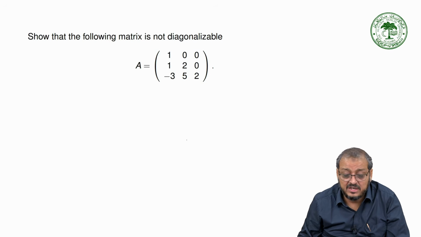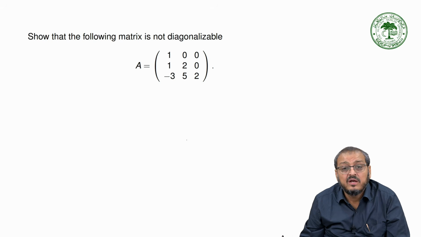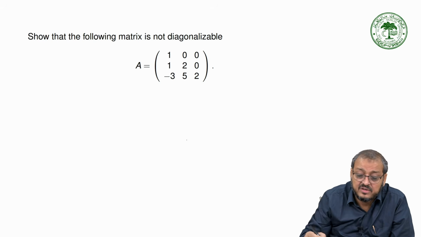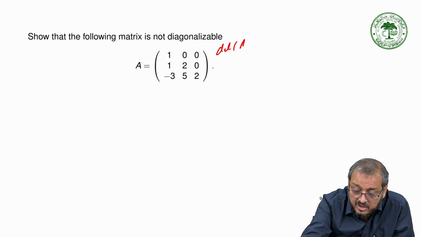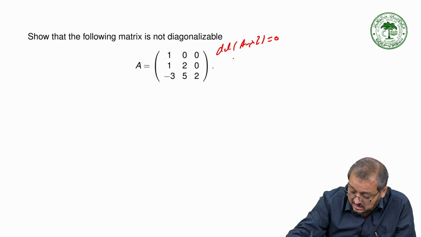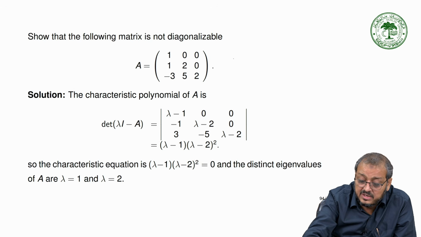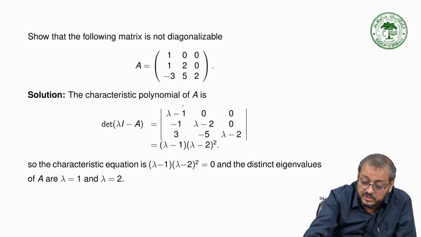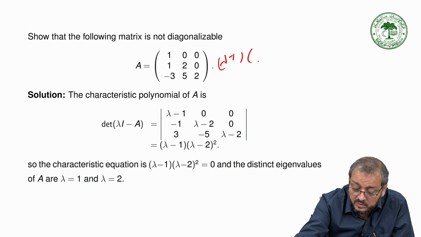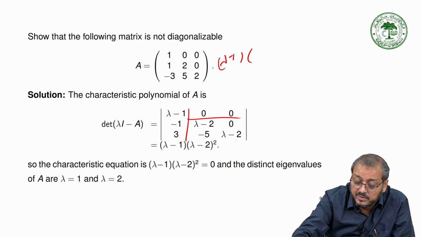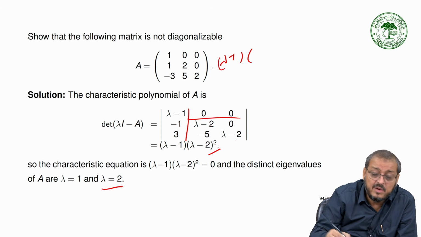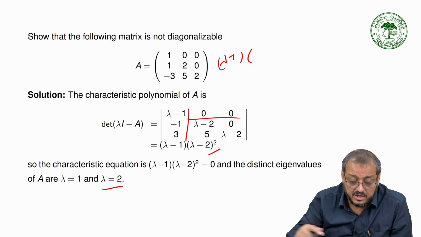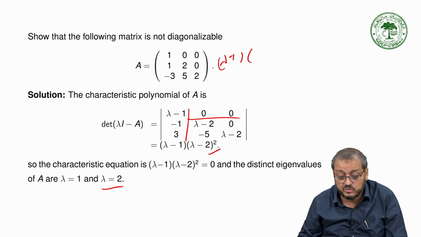Okay, so this means now we try an example that is not diagonalizable. Again we find the eigenvalues of this. Clearly we can take the determinant of A minus lambda I, the characteristic equation, and write it into this form. Calculating this, we get lambda minus 1 times lambda minus 2 whole squared. So lambda equal to 1 and lambda equal to 2 are the two distinct eigenvalues.